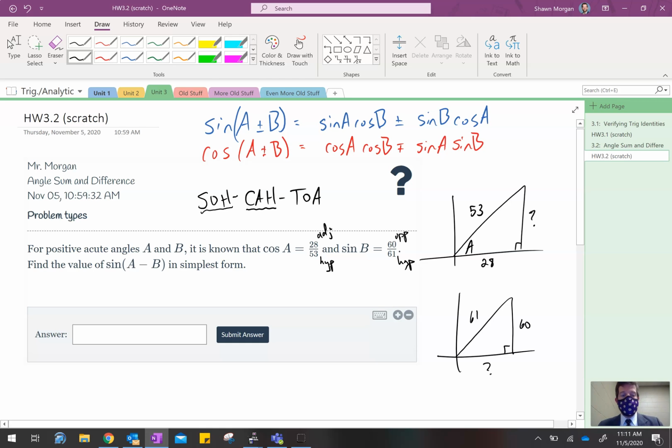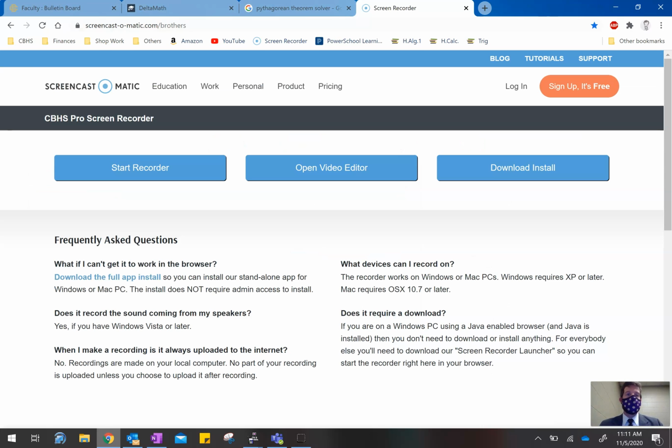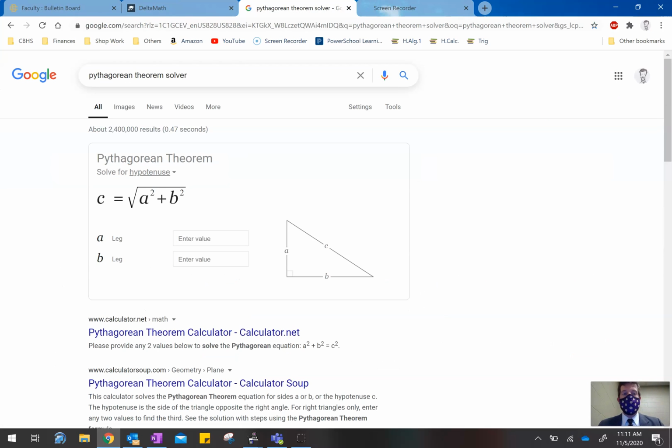But I wanted to show you guys a nifty tool that I have come across. And it's a Pythagorean theorem calculator of sorts on the internet. If you just go to Google and you Google Pythagorean theorem solver, the first little option that comes up is this sort of widget right here that allows you to plug in the information that you know and to ask it to solve for the information that you don't know.